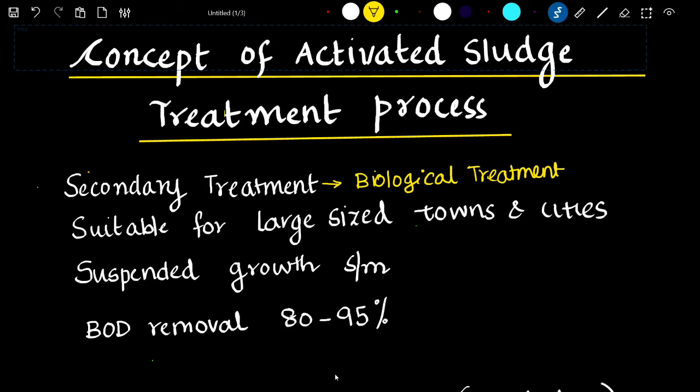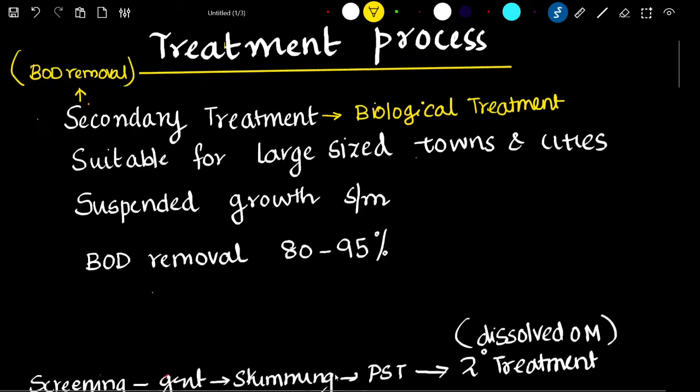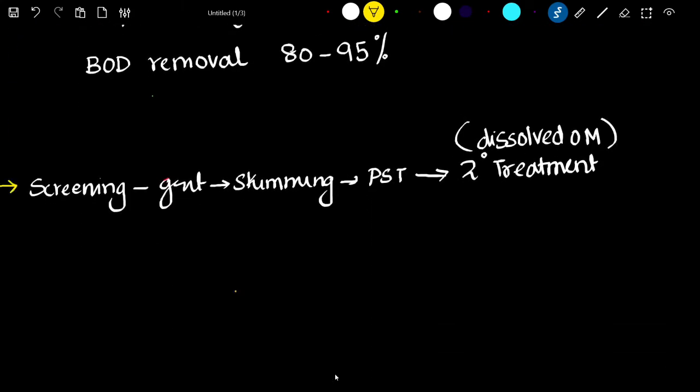So what is being treated over here? In a secondary treatment system, the main aim is the BOD removal. So we'll just see how a treatment system for a sewage work looks like. You know that it will have a screening followed by grit chambers to remove grit, a skimming tank for removal of oil, grease, etc., and that will be followed by a primary settling tank where the settleable organics will be removed. Finally, what is left is the dissolved organic matter, and that will be removed in a secondary treatment. And ASP is just an example of a secondary treatment system.